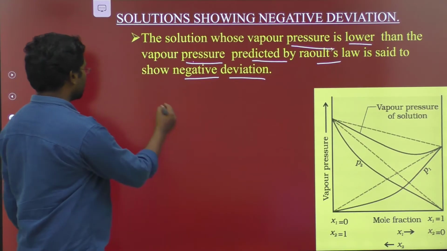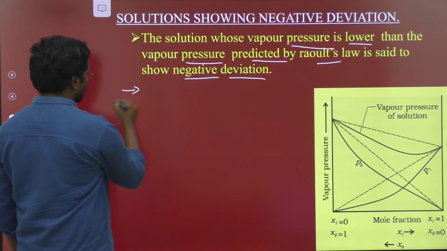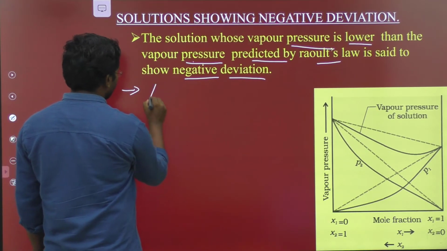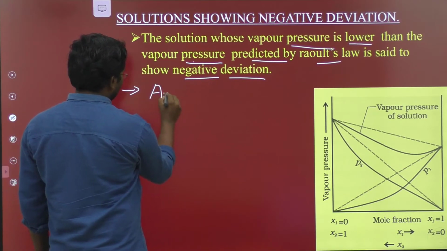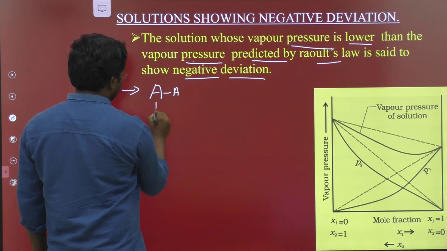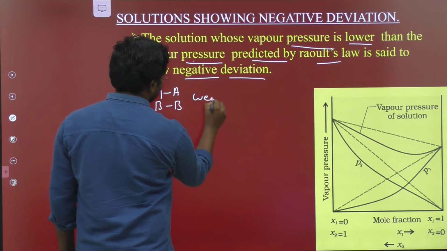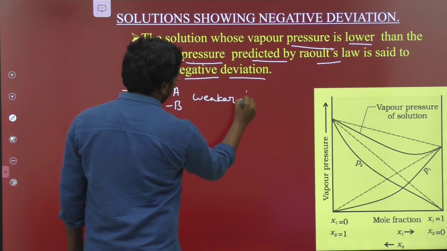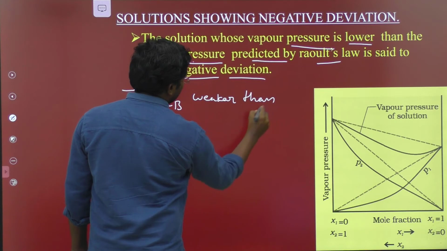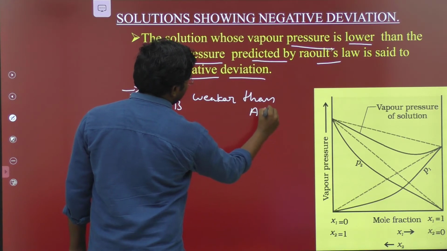So the conditions regarding negative deviation: AA and BB interactions are weaker than AB interaction.